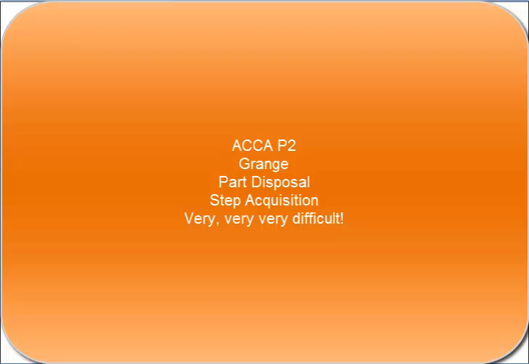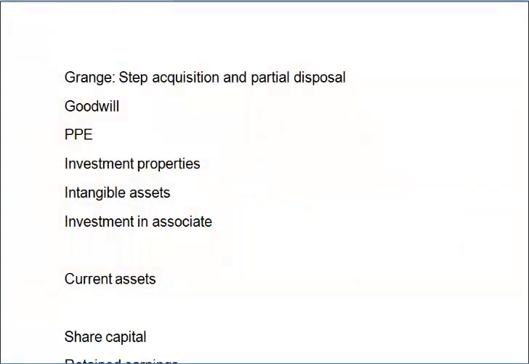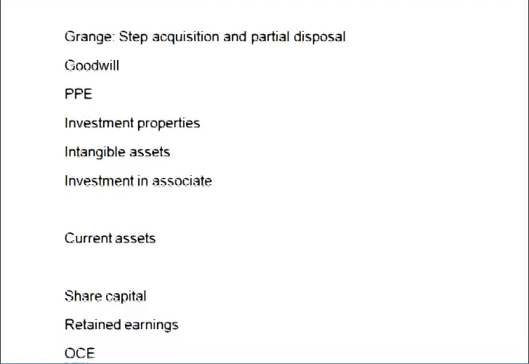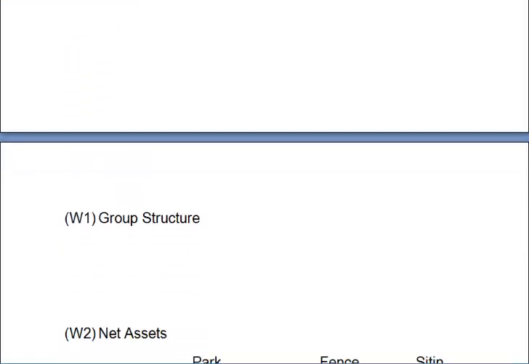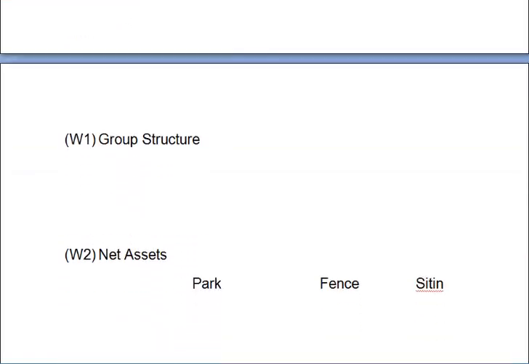So here we have this question called Grange, and we're looking at pretty complicated issues in relation to the group. So the first thing to do is to go to working number 1 and to determine our group structure.